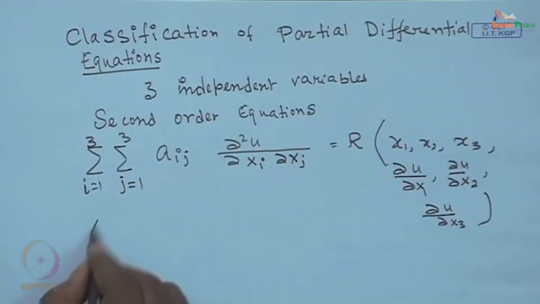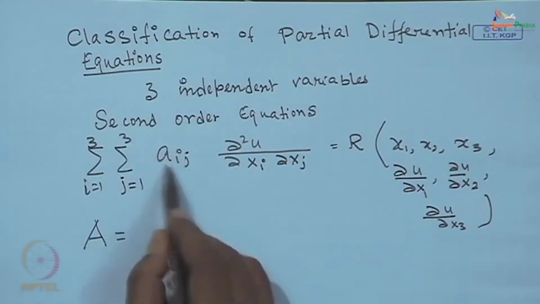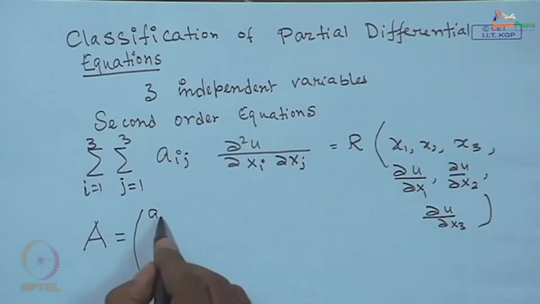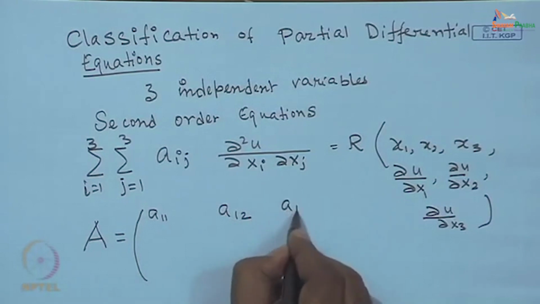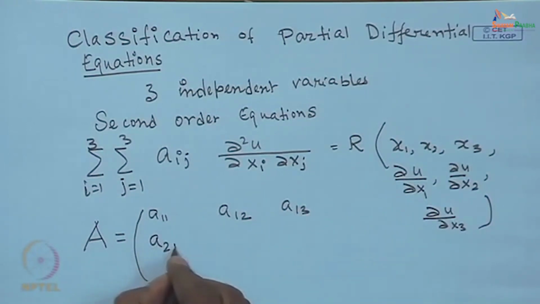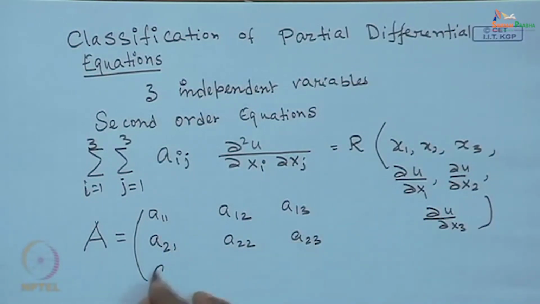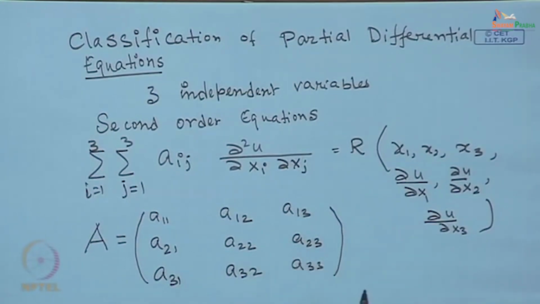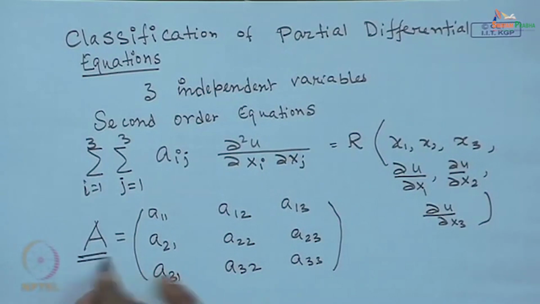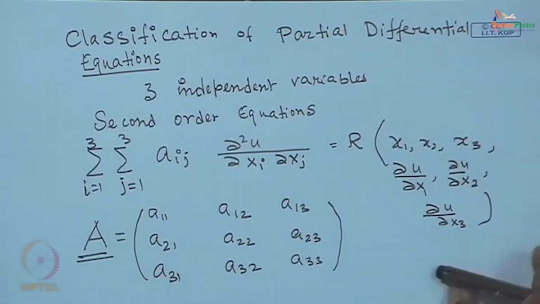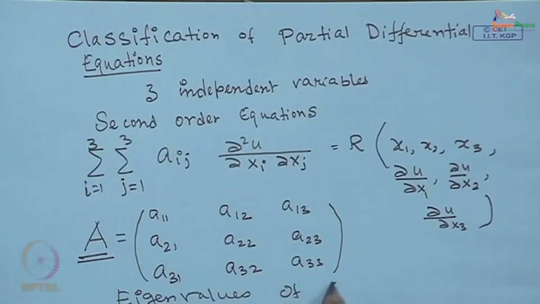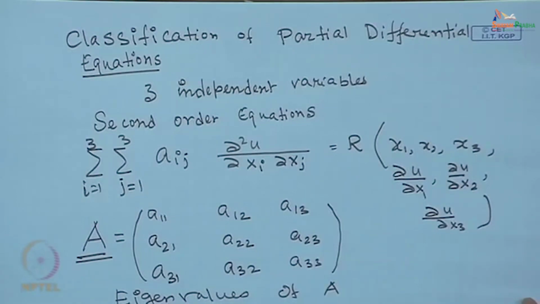Okay. Now, we can have a matrix composed of the coefficients of the second order terms. You can write it as a11, a12, a13, a21, a22, a23, a31, a32, a33. Okay. Now, we formulate this matrix and look into the eigenvalues of this matrix. Depending on the sign of the eigenvalues of the coefficient matrix, the partial differential equations are classified.